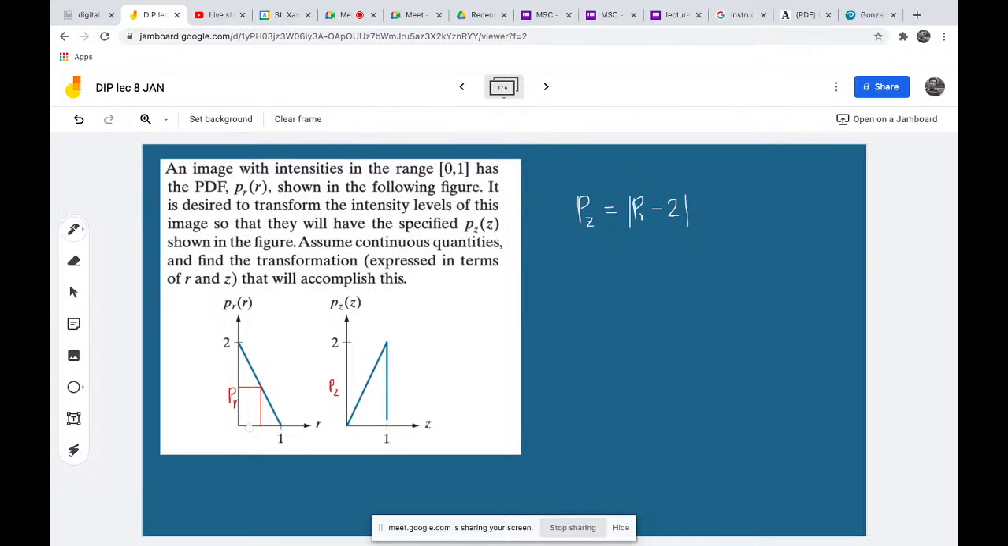At this point, what is the value of PR? 2. And PZ is 0. So 2 minus 2, 0. Good. So why not do 2 minus PR? Then you don't need mod.